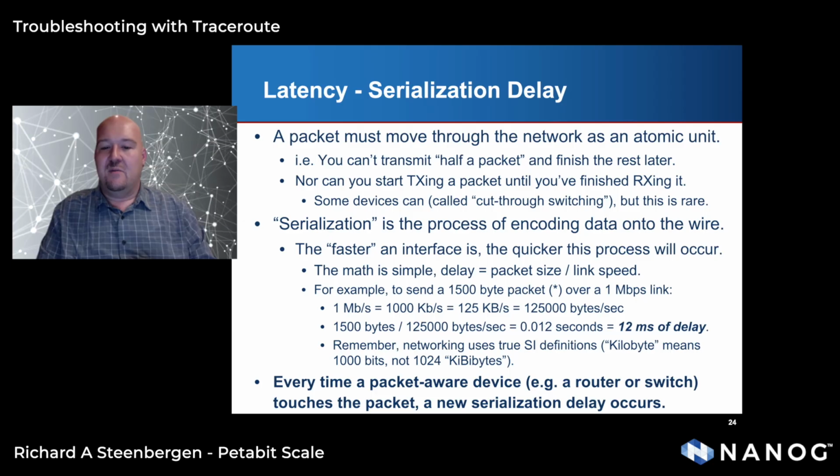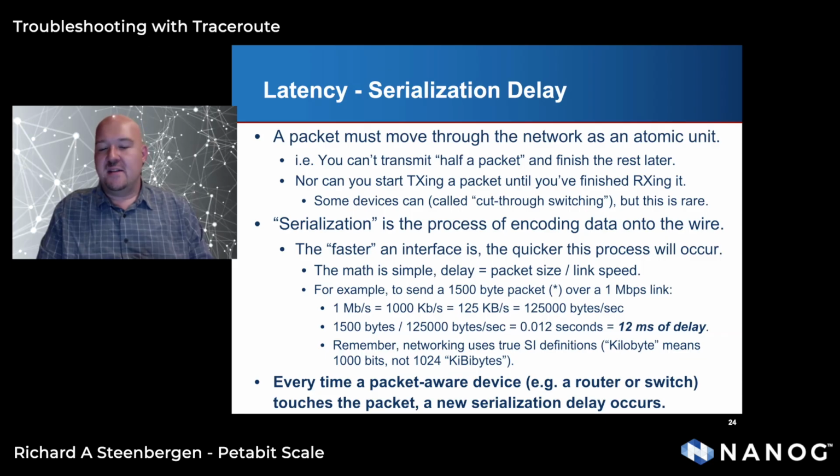The reason being, it requires every network interface to be exactly the same. You would have to have a 10 gig in and a 10 gig out to do that kind of cut-through switch, where it starts to transmit the packet before it's fully received. But generally speaking, every major device that you run into is what's called store and forward. It waits until it gets the whole packet, does a lookup, and then sends it to its destination. Serialization is the process where the data is actually written onto the wire. The faster an interface is, the quicker this process occurs. And the math is really simple. The delay is the packet size divided by the link speed.